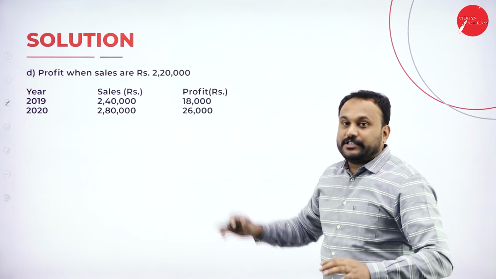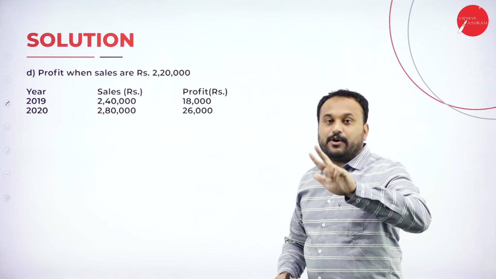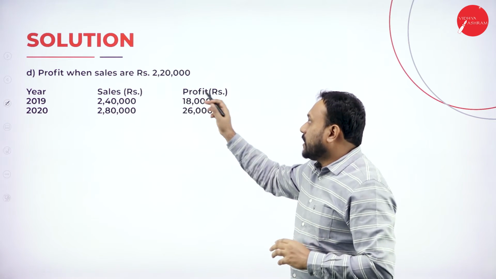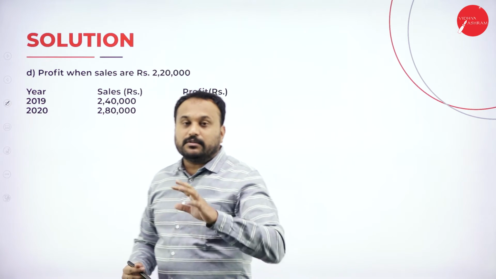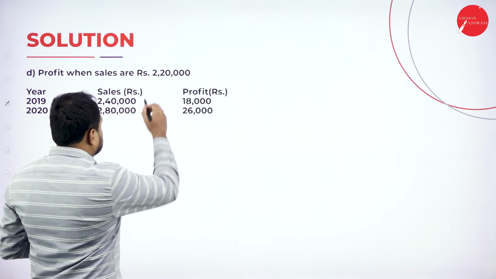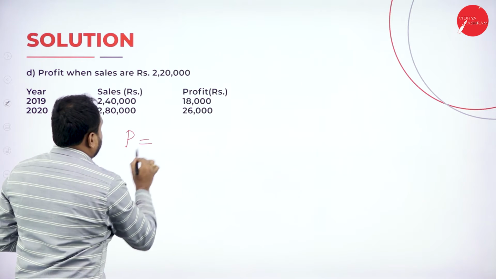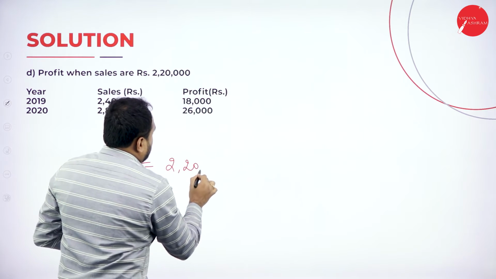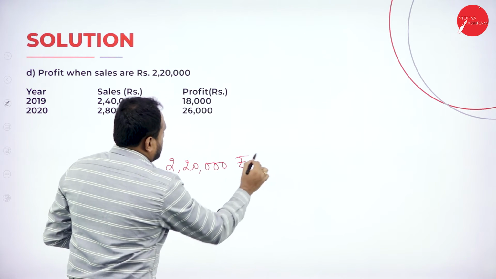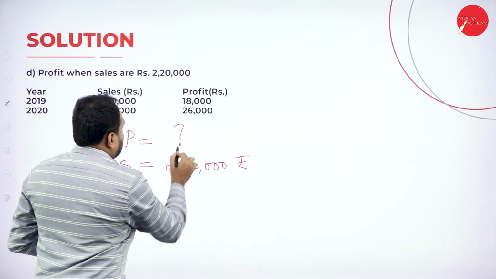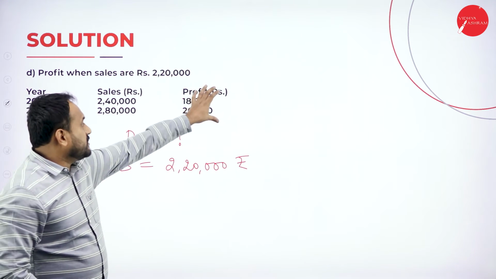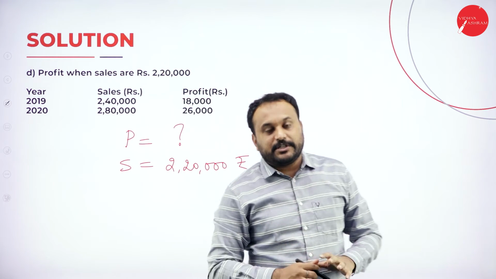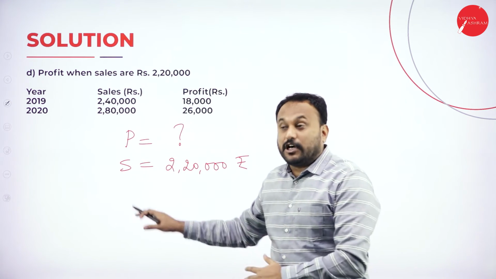Now the D question. We are done with A, B and C. Now we have the question D: profit when sales are 2,20,000. Now how to go with this? They are asking me profit when sales are 2,20,000 rupees. So what would be the profit? Now understand this question. This is a 2018 question paper question which we are solving now.